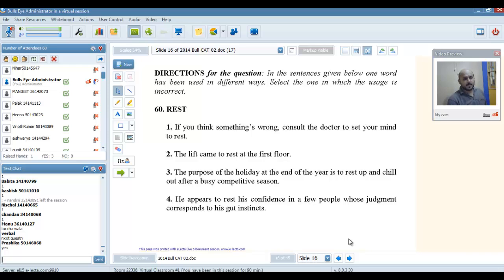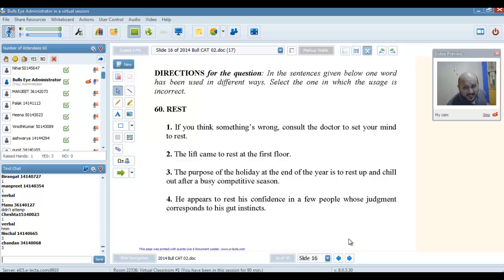For phrasal verbs, you get it right in the first go or you leave the question. You do not obsess with this question. Always remember that. Do not obsess with this question type. You will not find the answer if you obsess yourself with it. The correct answer in this case: if you think something's wrong, consult the doctor to put your mind to rest. You cannot set your mind to rest.